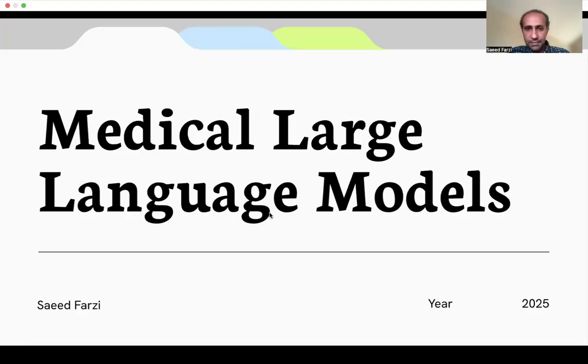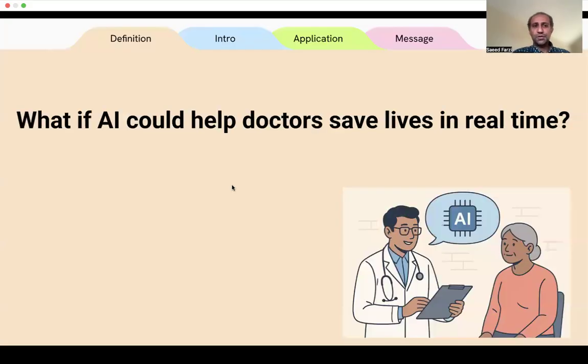I am Saeed Farzi. I am a senior AI researcher at Fondazione Bruno Kessler, working mostly on the medical large language model. I would like to begin with this question. What if AI could help doctors save lives in real time? Save lives in real time. Very interesting. What does the AI need to do that?